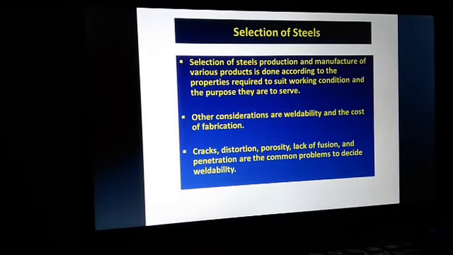Selection of steel. Selection of steel for production and manufacture of various products is done according to the properties required to suit working condition and the purpose they are to serve. Other considerations are weldability and the cost of fabrication. Cracks, distortion, porosity, lack of fusion and penetration are the common problems that decide weldability.